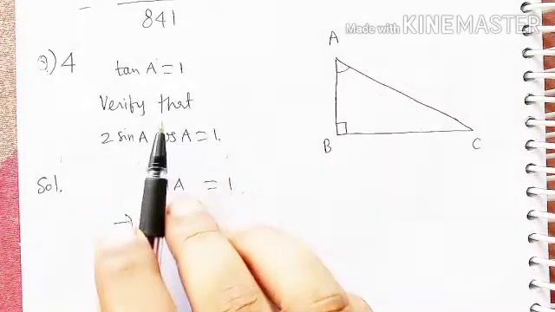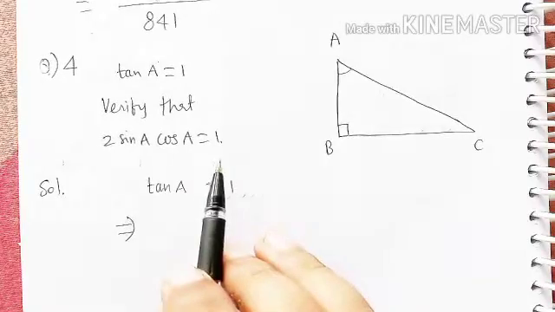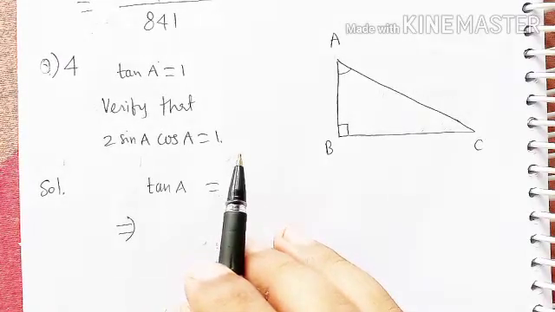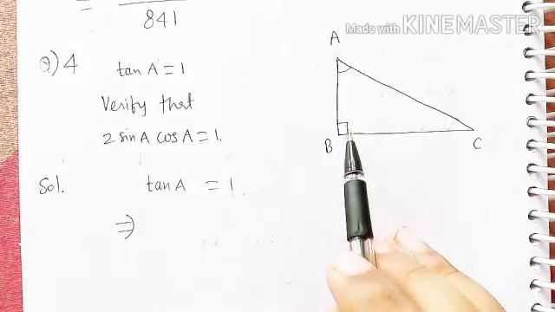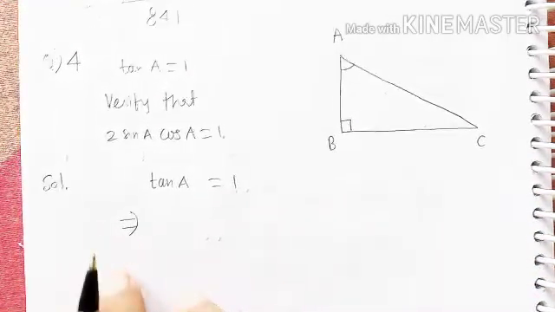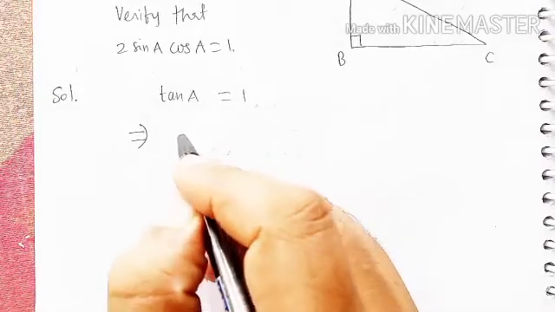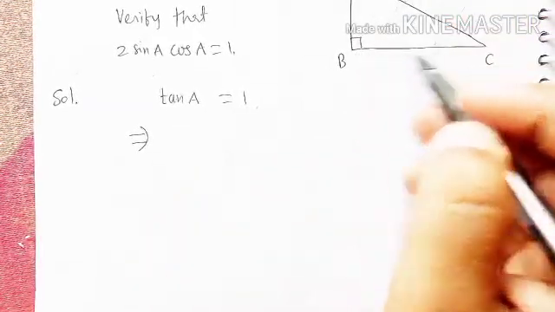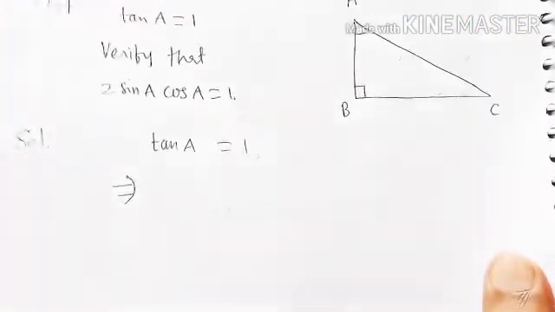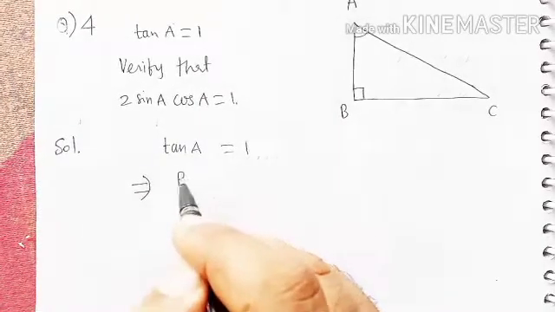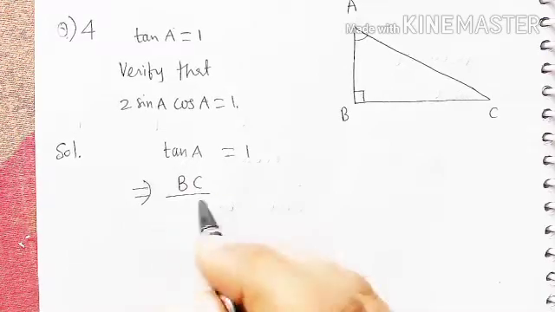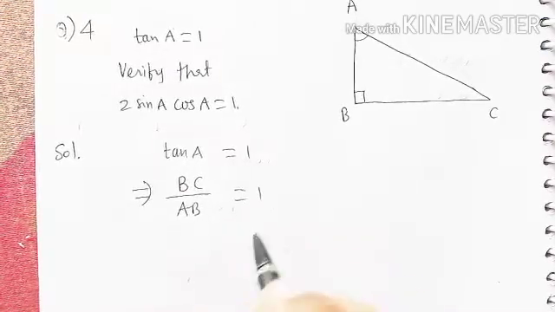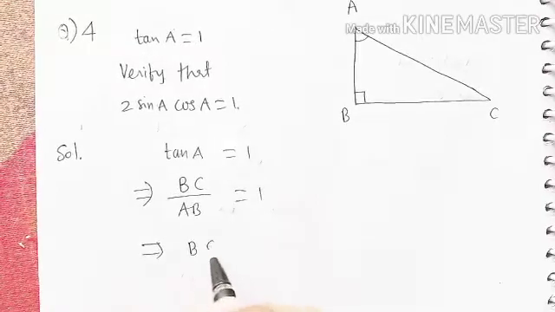So tan A is equal to 1, then we have to verify that 2 sin A cos A is equal to 1. Here this is a triangle ABC in which angle B is a right angle. Now tan A is equal to 1, this implies that the perpendicular for A, the side opposite to angle A, is BC, so BC by AB is equal to 1. From here we have BC is equal to AB.